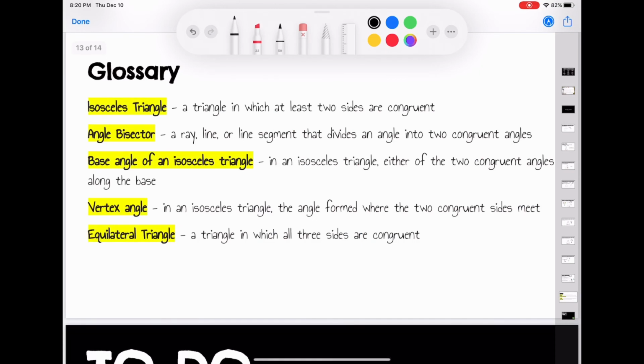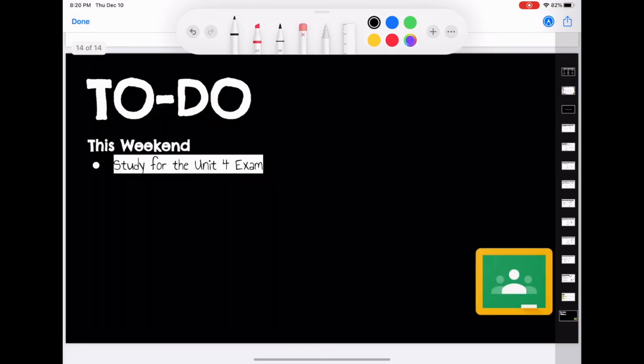These are our different glossary terms that we looked at. We reviewed isosceles triangle, angle bisector, base angle of an isosceles triangle, vertex angle, and equilateral triangle.